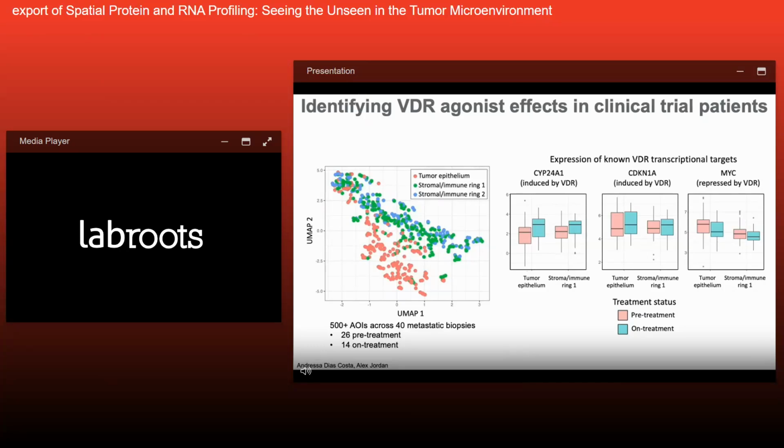In the plot in the middle of the slide here, you can see expression levels for CYP24A1. This is one of the best known targets that is induced by active vitamin D signaling. And when we looked in pre versus on treatment biopsies in both tumor epithelial areas and also stromal and immune areas, we found that the expression of this target went up in both of those compartments, suggesting that vitamin D signaling is operative in multiple different cell types within these tumors. We found similar results for CDKN1A, which is also a known target that's induced by VDR, suggesting activity both in epithelium and in stromal and immune rings. And then conversely, we know that MYC, which is repressed by active vitamin D signaling, actually went down in both of those compartments as well. So this really gave us some interesting hints that adding vitamin D to chemotherapy for patients with metastatic pancreatic cancer was actually doing something to modify the microenvironment of the tumors in these patients.